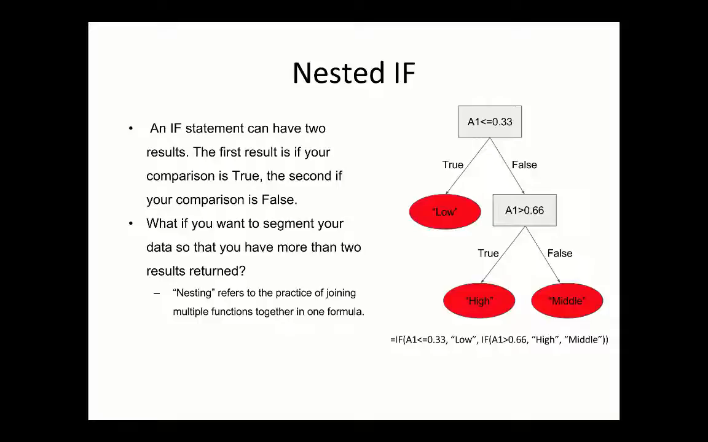The way to write this as an if function in Microsoft Excel is shown below the diagram. It's an equals if, open parentheses, A1, a less than sign, then an equal sign, 0.33, then a comma, then in quotation you put the text low, and then a comma, and then in place of false you have another if function. If, open parentheses, A1 is greater than 0.66, then a comma. If that is true, return the text high, and then a comma, and if that is false, return the text middle.